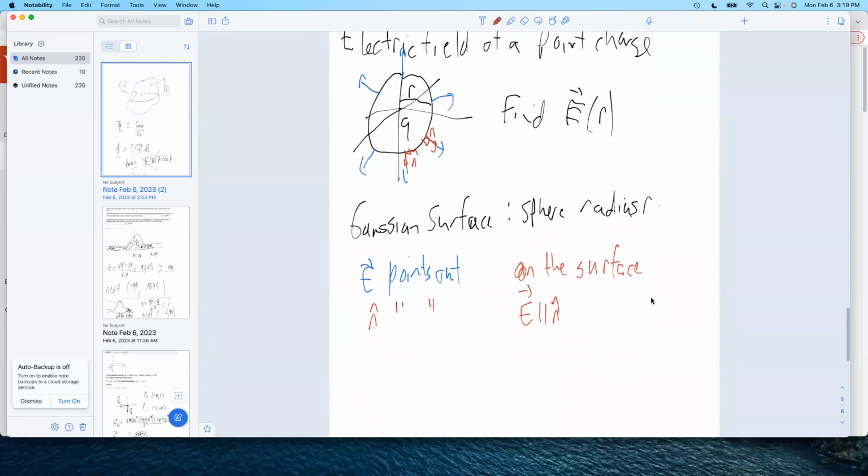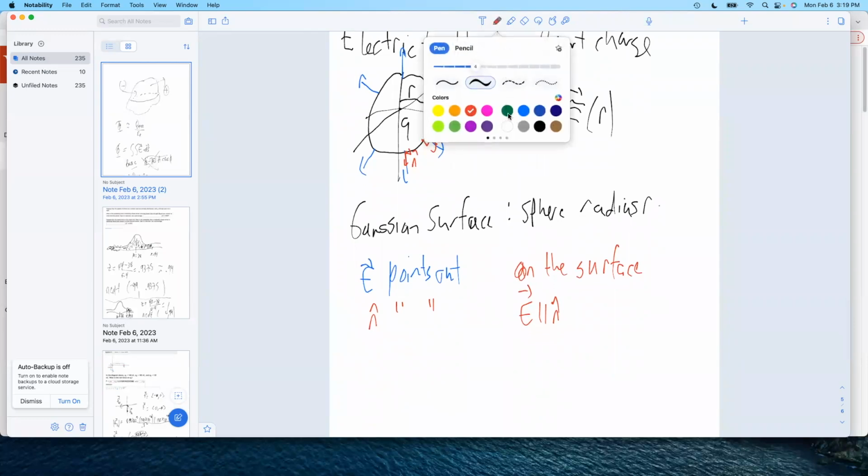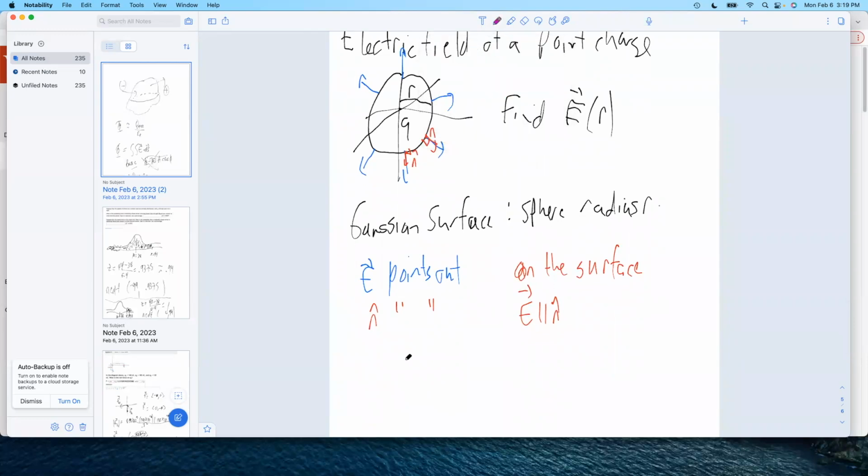Okay. Also, we want to note here, by symmetry, just by like the universe wouldn't make any sense otherwise, E in magnitude, the magnitude of the electric field, must be constant on that surface.